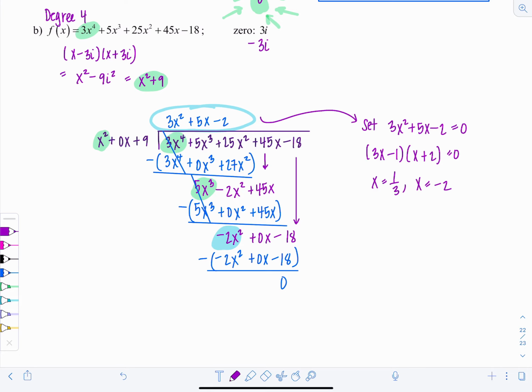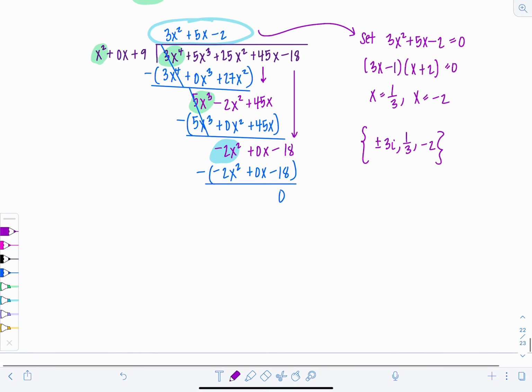Isn't it so satisfying? So here, let's put the solution set together. They gave us 3i. So we figured out, all right, we've got plus or minus 3i going on. And then also 1/3 and negative 2. How lovely. Let's write f in factored form.